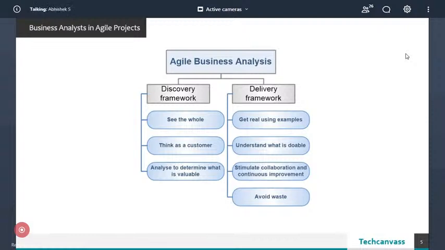And the last point here is avoid waste. What usually happens here is that, as a business analyst, it is your responsibility to modify any processes. Since we are following agile, we don't have any hard and fast rule that you have to follow XYZ processes. So anything that you feel is not providing enough value, you can just get rid of it.